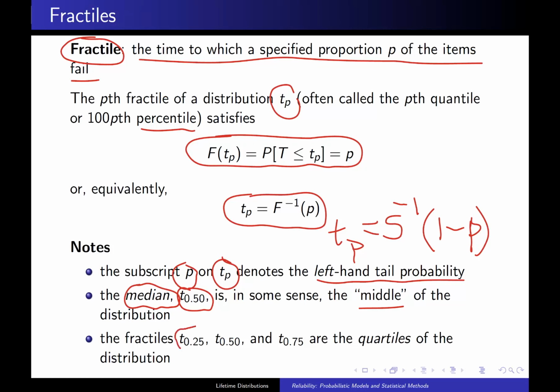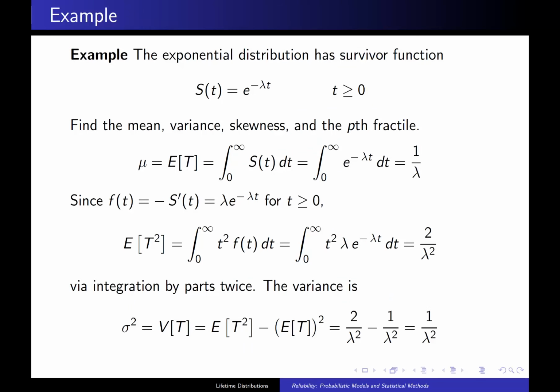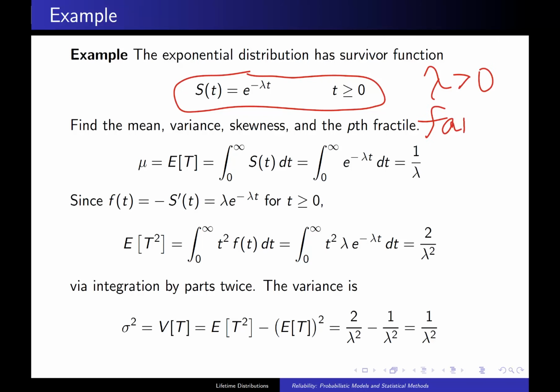The population median is denoted by t of 0.5, and that is in some sense in the middle of the distribution of the random variable t. The fractiles t.25, t.5, and t.75 have special names. Those are known as the quartiles of the probability distribution. So here's an example. The exponential distribution has a survivor function that looks like this. You may recall from previous examples that this lambda is a positive scale parameter, and it goes by the failure rate in reliability.